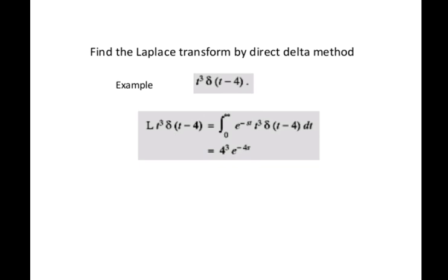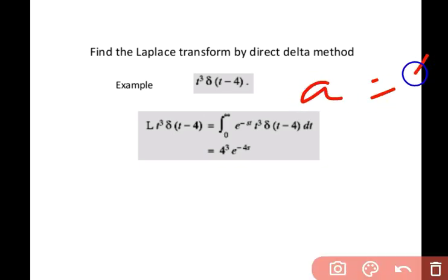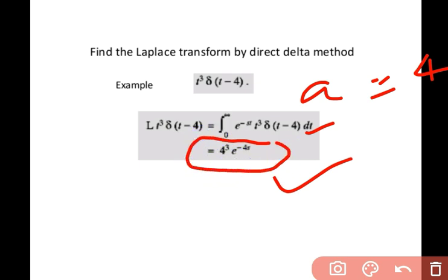So we can find the Laplace transform using the Dirac delta function. For example, t cube delta of t minus 4. So here a is equal to 4. So the Laplace transform of t to the power 3 delta of t minus 4 is the integral from 0 to infinity of e to the power minus st, so this is by definition, and after using the Dirac delta function Laplace transform, we get this.